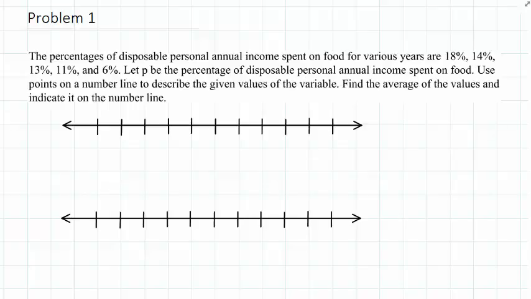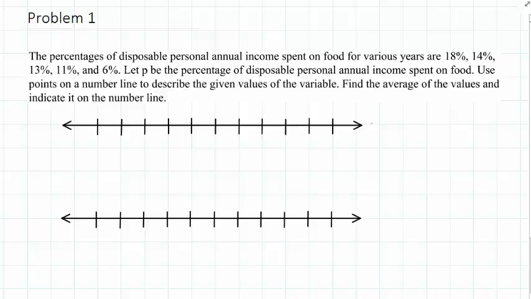Problem number 1. The percentage of disposable personal annual income spent on food in various years are 18%, 14%, 13%, 11%, and 6%. Let P be the percentage of disposable personal annual income spent on food. So P is our variable. Use points on a number line to describe the given values of the variable. Then they want us to find the average of the values, and indicate it on a number line.